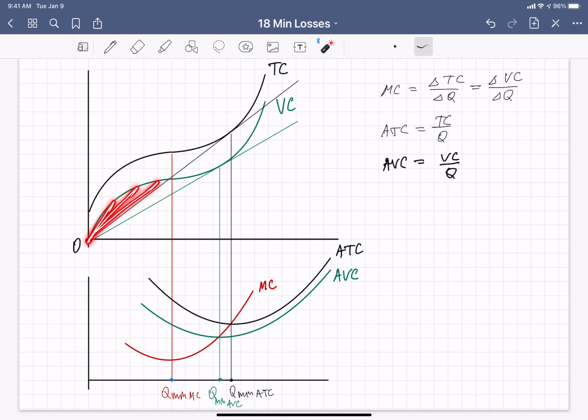Again, we do that like this. You see, they're getting flatter, getting flattest here, and this is where AVC is the smallest, and also this is where MC happens to be equal to AVC. And if we keep going further, these lines will start picking up in terms of slope, and therefore AVC will also start going up. So here it is. This is how things work in terms of the relationship between the shape of the total cost curve, variable cost curve, and MC, ATC, and AVC.